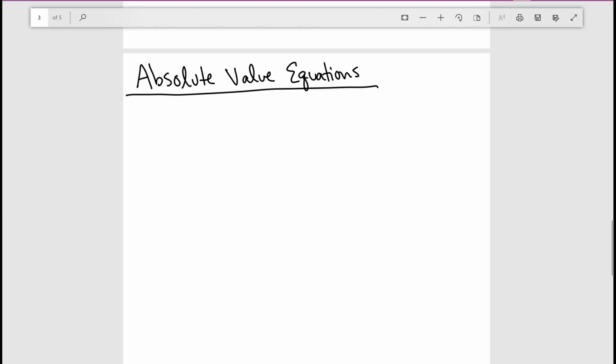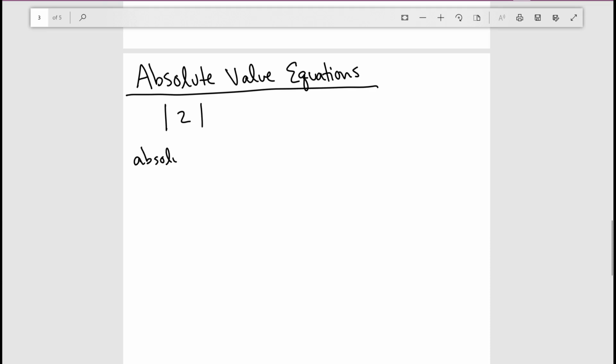This video is going to be about absolute value equations. So let's think about what an absolute value really does. An absolute value is basically two lines with a number on the inside, something that looks like this. Well, an absolute value basically just tells me the distance that you are from zero. That's what an absolute value does.